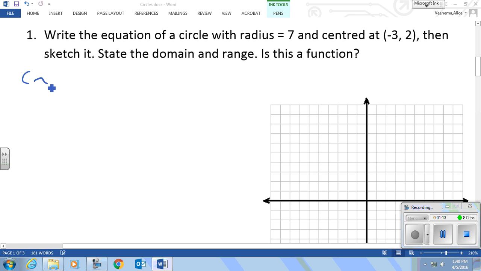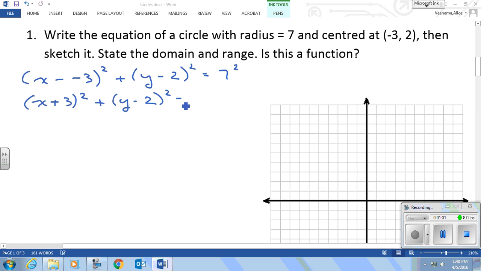We'll say x minus, there's our h, it's negative 3, so x minus negative 3, squared, plus (y minus 2) squared equals 7 squared, our radius squared. We'll simplify that to (x plus 3) squared plus (y minus 2) squared equals 49. So there's the standard form for the equation of that circle. Now we can sketch it as well, because we know that the center is at (negative 3, 2). So we can plot that point.